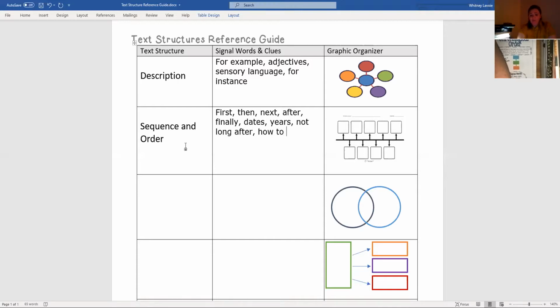How-tos, like if you were reading a book about how to make a paper airplane. Again, that's going to be written in sequential order because you're gonna have to follow the steps in order to make the airplane. Or if you're following a recipe, something like that. So we can add biographies, recipes, steps, things like that are all gonna be written in that sequence. Okay.